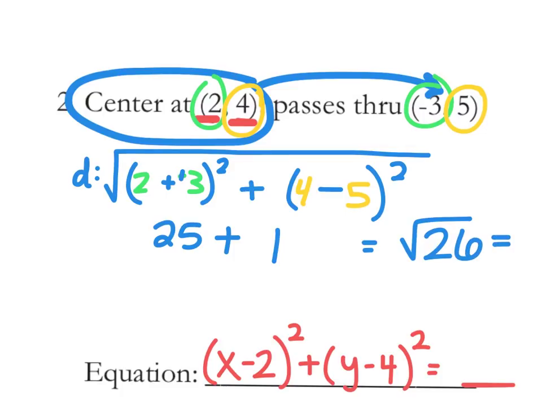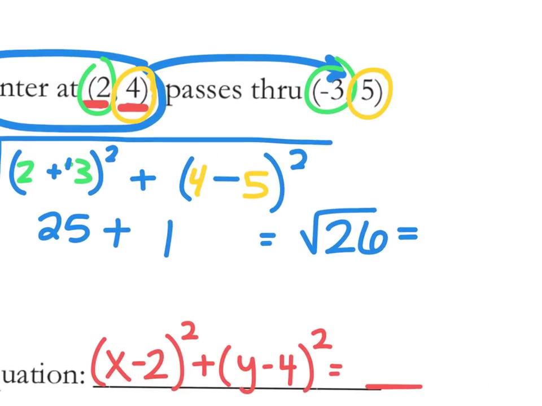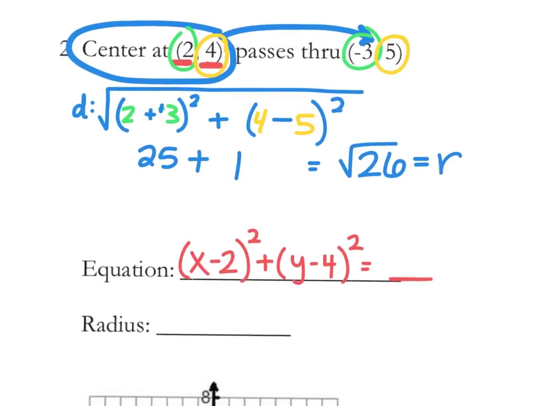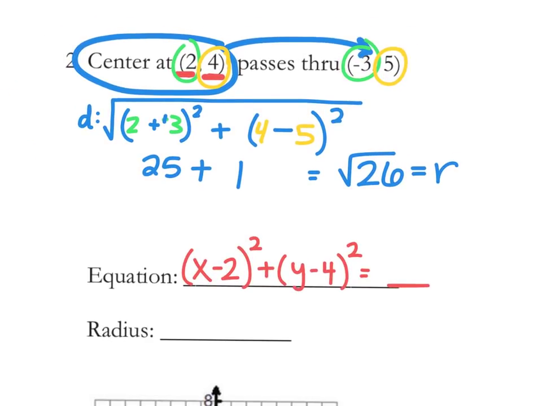And that's the radius. Now, something that's interesting, though, is remember, this needs to be the radius squared. So what is the radius? It's square root of 26, but the radius squared is just 26. So that is what goes into the equation, which is kind of nice.